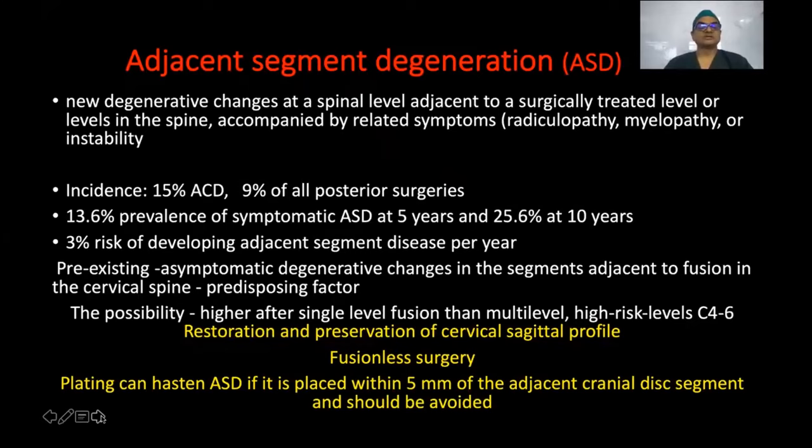Pre-existing asymptomatic degenerative changes in the segments adjacent to the fusion in the cervical spine are the most important predisposing factor. The possibility is higher after a single level fusion than after multiple level fusions. This can be best prevented by restoration and preservation of the cervical sagittal profile, by doing a functional or fusionless surgery. Plating can hasten ASD if it is placed within 5 millimeters of the adjacent cranial disc segment, and this should be avoided.